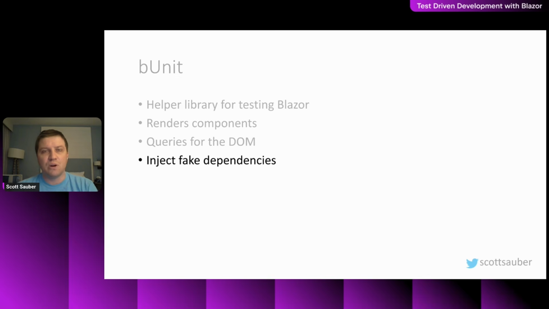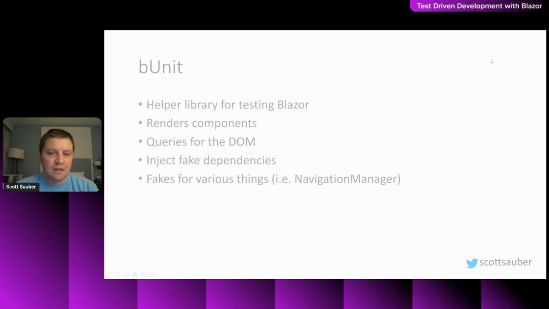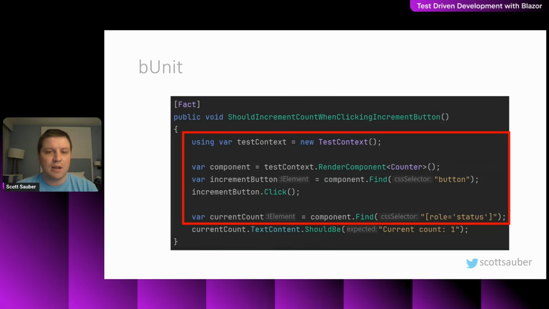So if you are making an HTTP call, you can swap that out, not make a real HTTP call. You can mock that out and just do a fake HTTP response, as well as fake out the navigation manager to change out the routing and things like that, and test the routing. So that's some things that bUnit adds for you out of the box.